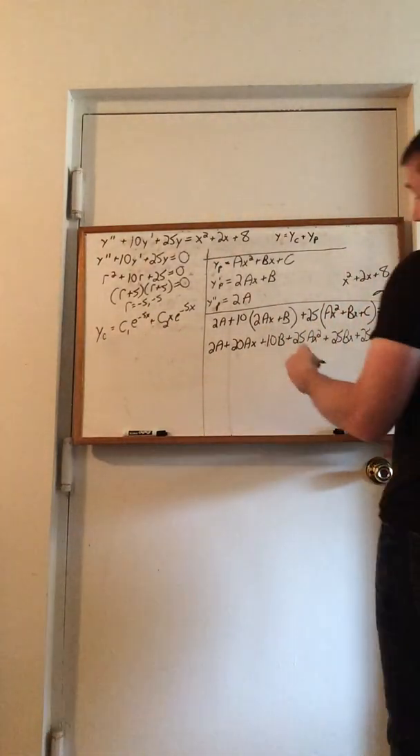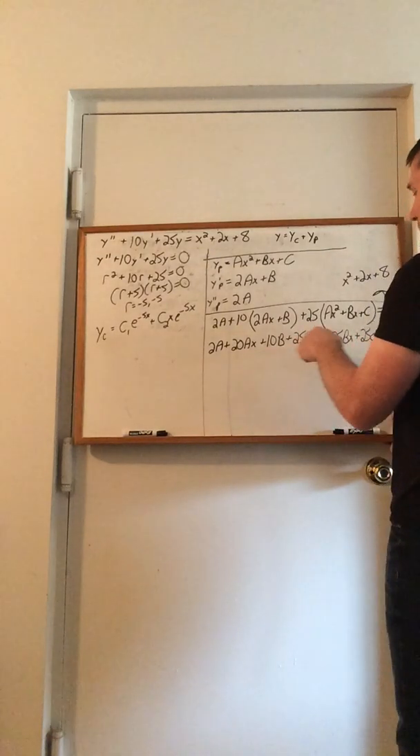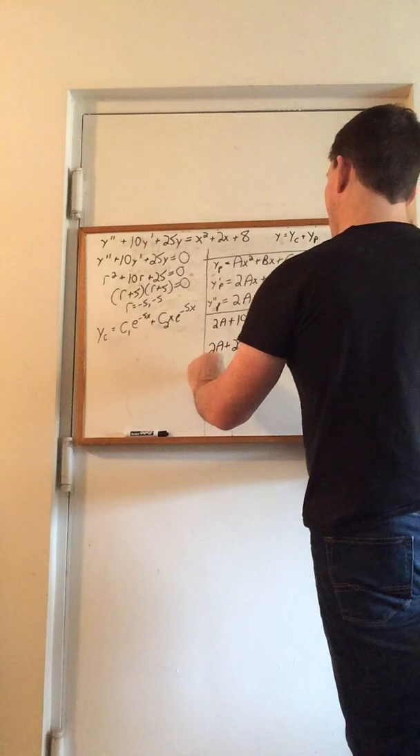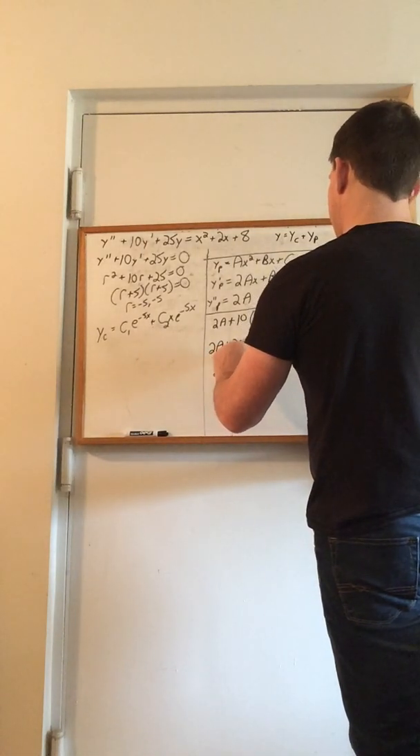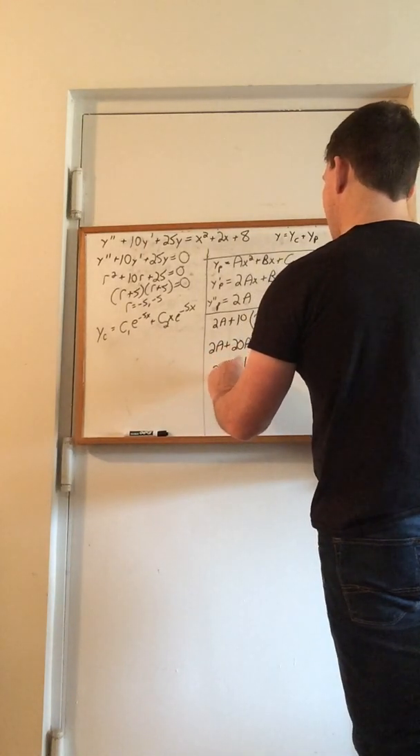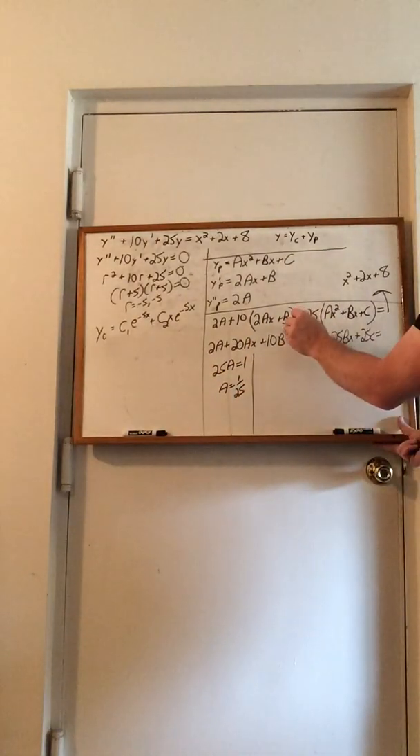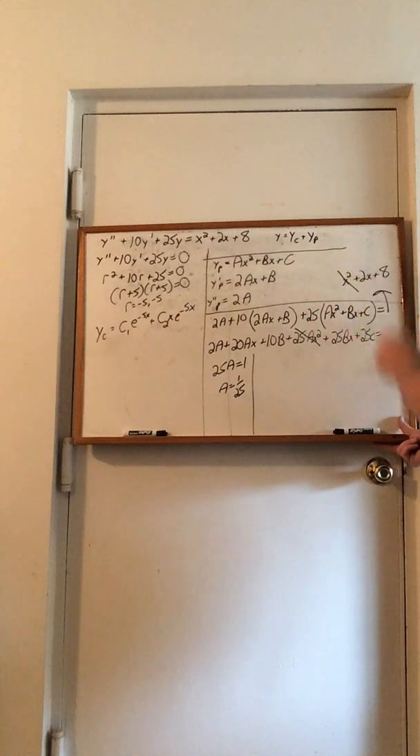If I then equate things, the only quadratic terms, 25ax squared equals x squared, which means 25a has to equal 1, so a is 1 over 25. That accounts for this quadratic term and that quadratic term.